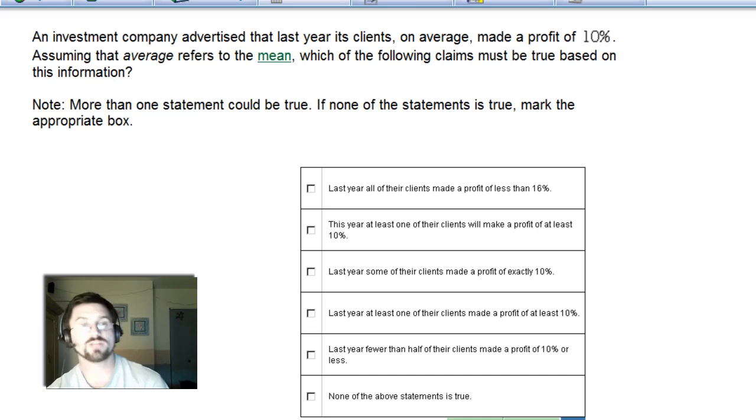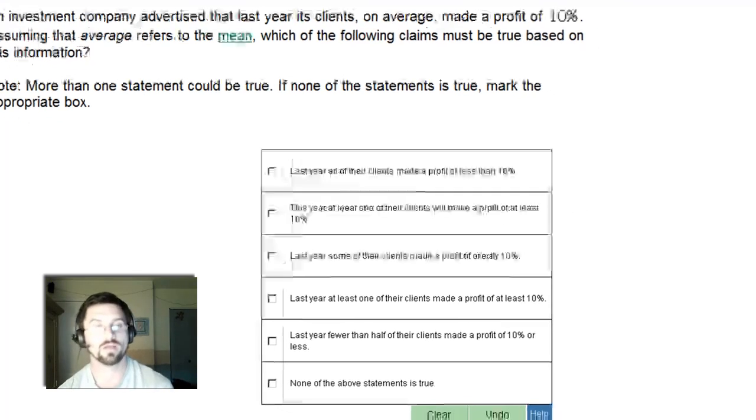An investment company advertised that last year its clients on average made a profit of 10%. Okay, so that means some could have made more, some could have made less. You could have even had a few, or one, that made exactly 10%. But assuming that average refers to the mean, which of the following claims must be true based on this information? Again, emphasis on the must be.